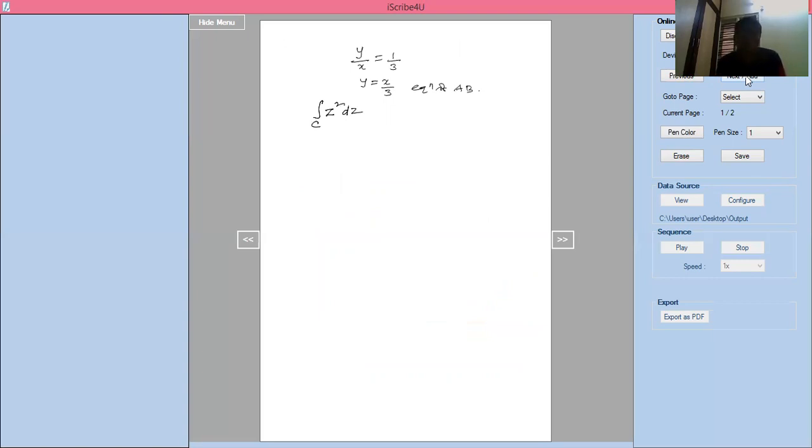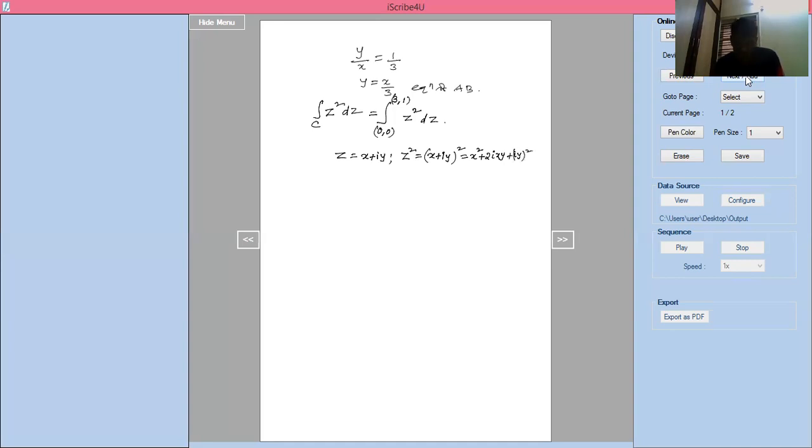Integration over C of z square dz, where C goes from 0, 0 to 3, 1. Here, z square dz. Z is x plus iy, so z square is (x plus iy) whole square, which is x square plus 2i xy plus i square y square.